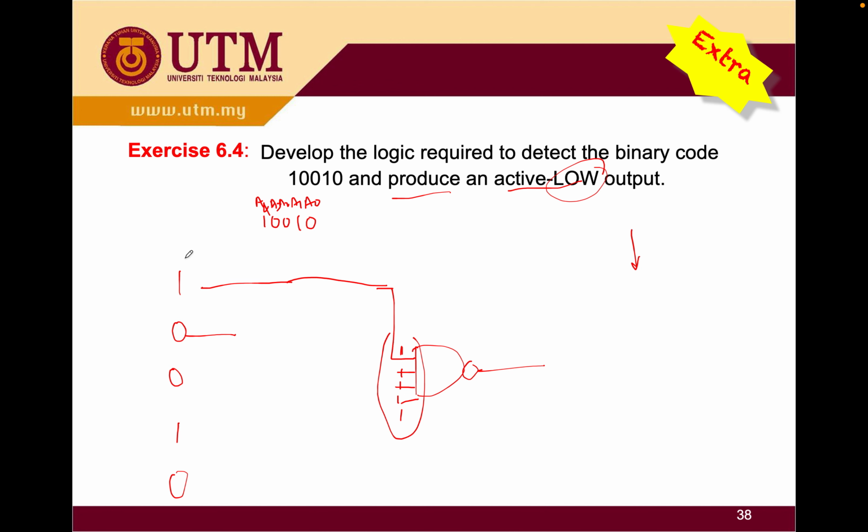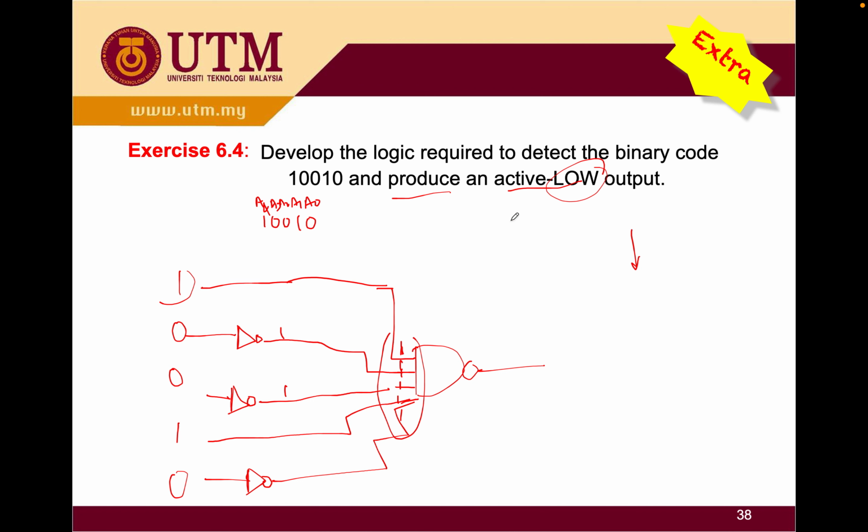That's why if the input is directly 1, here will also be 1. Then for 0, you need a NOT there to make it a 1. Here the 1 is directly connected, and here there will be a NOT. That's why after this, you're going to get an active low, because it is a NAND.